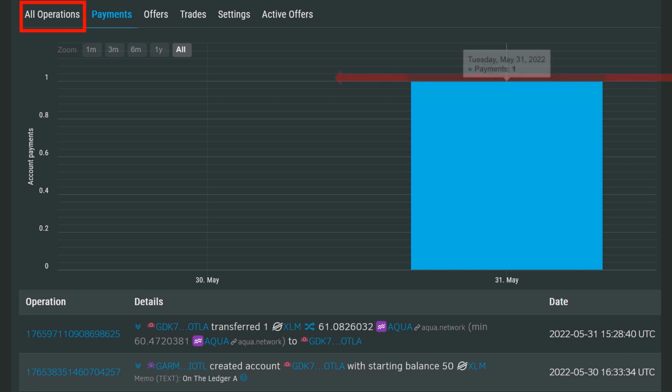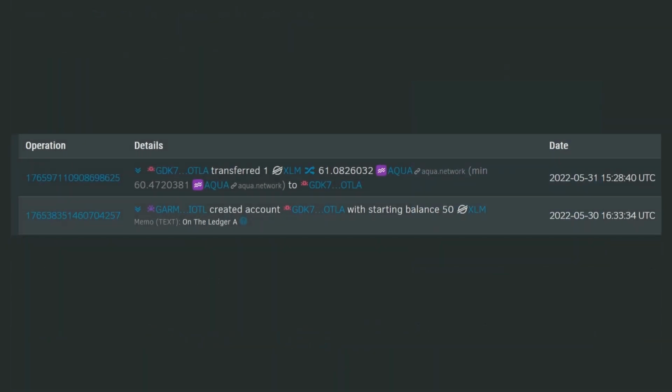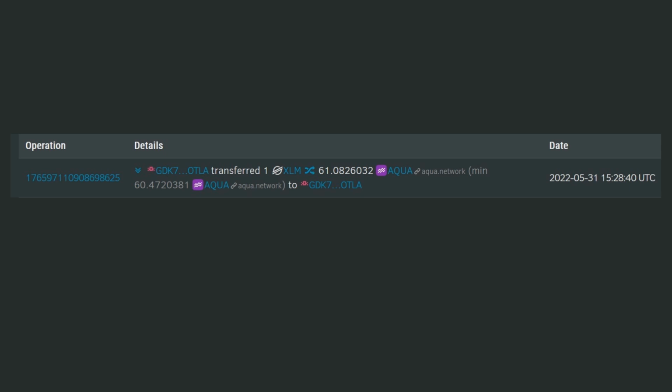When you hover the mouse over the bar, it brings up more information with the date and the volume of payments. Let's look at the bottom text on the Payments tab and take away the bottom transaction. This will just show the one relevant to this tutorial. We've only made this one payment, but apparently two trades.